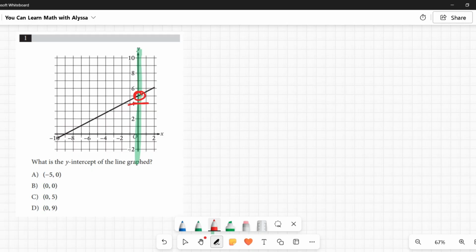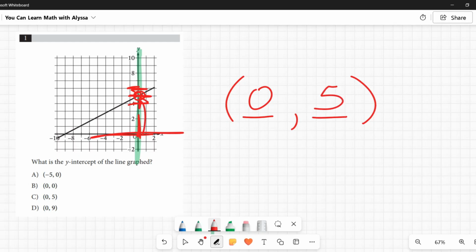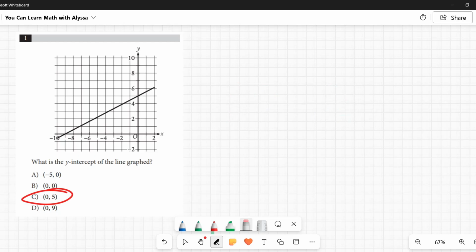As we can see, this is 4, and that's 6, so this is 5. And the coordinates for that, we always list the x-coordinate and then the y-coordinate. The x-coordinate is here 0, so it's 0 left and right. And then we go up 5, so (0, 5) is our answer. That is our y-intercept.